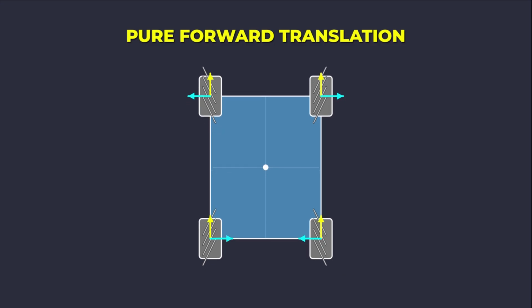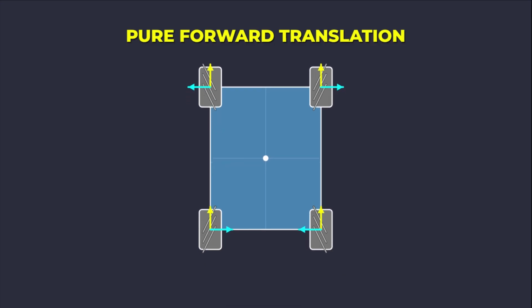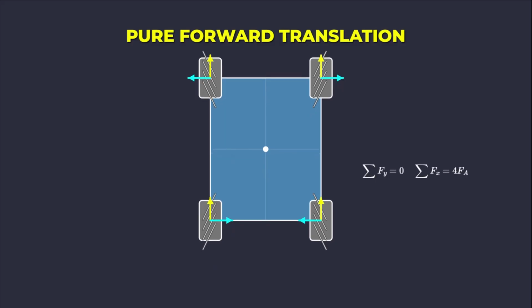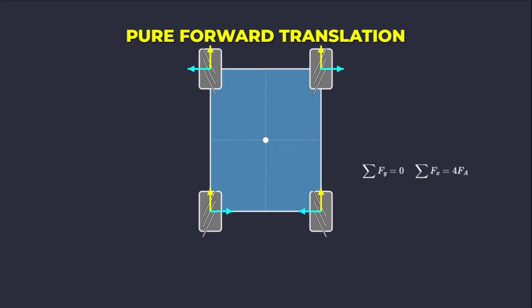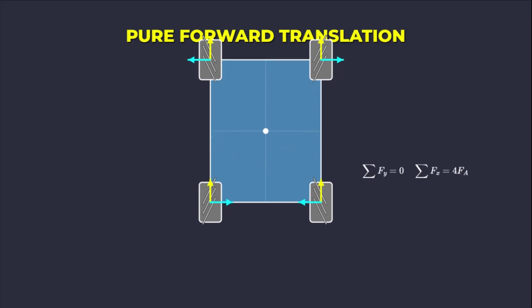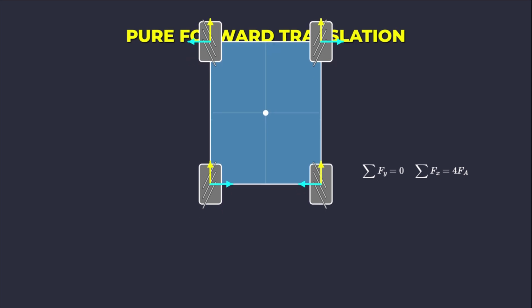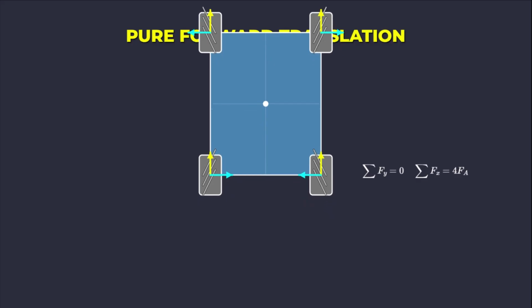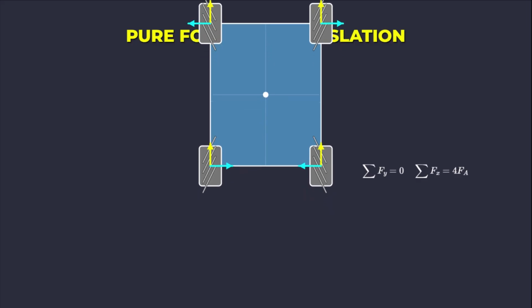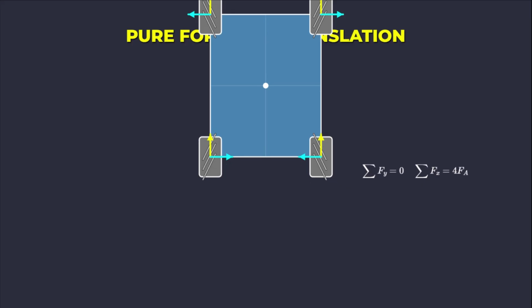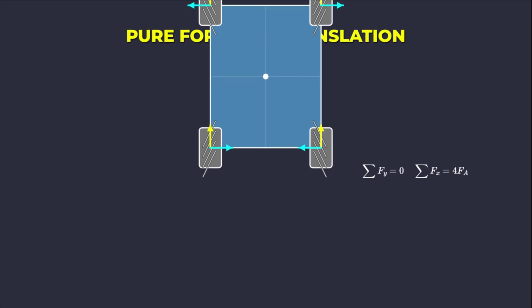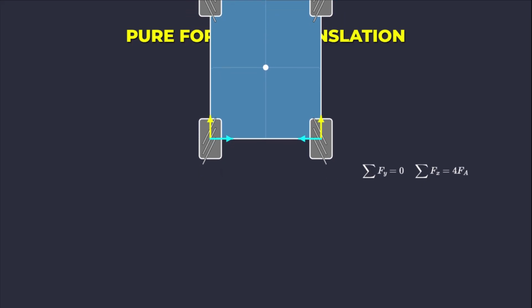To achieve pure forward translation, Vx, all four wheels must spin at the same angular velocity, omega. Since the roller angles are symmetric, the sideways force components, Fy, generated by the front left and rear right wheels are exactly cancelled by the Fy components generated by the front right and rear left wheels. The axial force components, Fx, however, all sum constructively. The resulting chassis velocity Vx is simply r times omega.